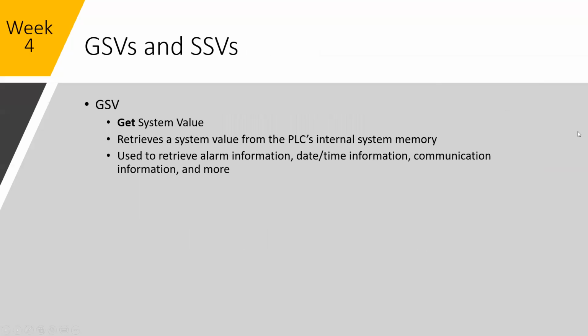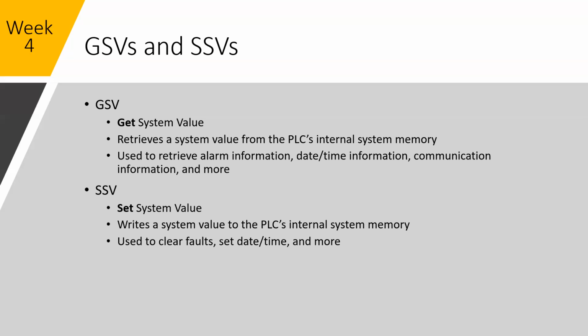So GSV, get system value, retrieves a system value from the PLC's internal system memory. It's used to retrieve, again, alarm information, date, time, and communications information. There's a whole gamut. I'll show you with some of the code. There are examples of all the different types of information you can get. And then the set system value will write system values into the PLC's internal memory. So it's used to clear faults and set date and time.